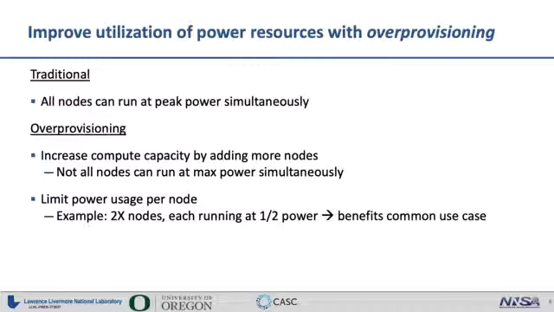Alternatively, we can have an over-provisioned system where we increase the compute capacity by adding more nodes to the system, but all the nodes will not be able to run at peak power simultaneously under the provisioned power bound. And so what we do is we limit the power usage per node. So for example, with an over-provisioned system, it may contain 2 times the number of nodes, thus increasing the compute capacity. But now we're only able to run the nodes at half the amount of power. But this is more beneficial to the common types of applications that we run.